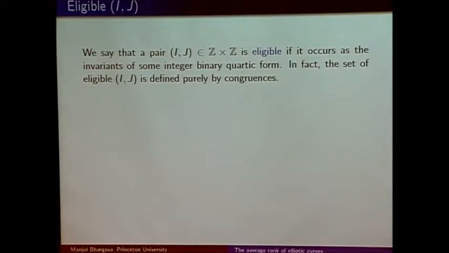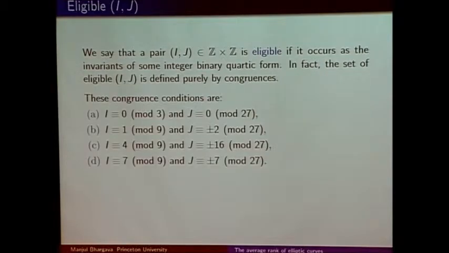This is something that I found a little surprising at first. But when you work it out, the congruence conditions are just those four. So if I and j satisfy one of these four congruence conditions, then it turns out there will be a binary quartic form that has those invariants, I, comma, j. So the set of I, comma, j that occurs is just a union of translates of lattices inside Z cross Z. So that's very convenient.